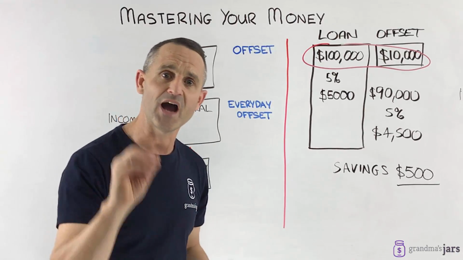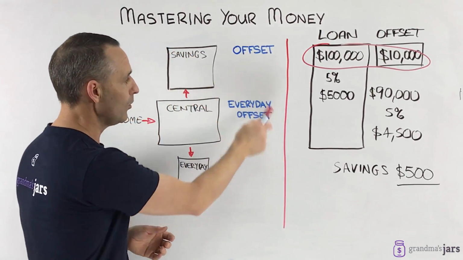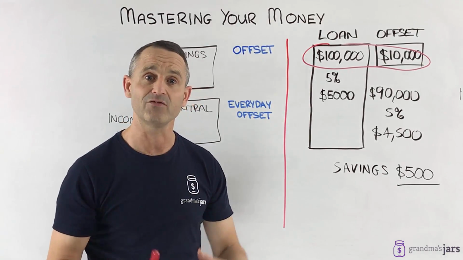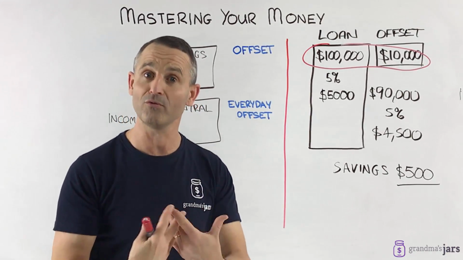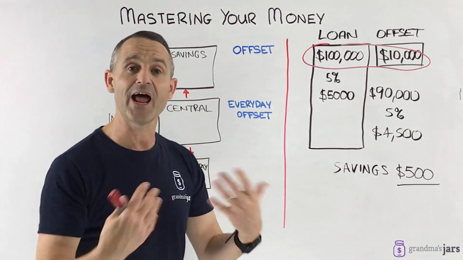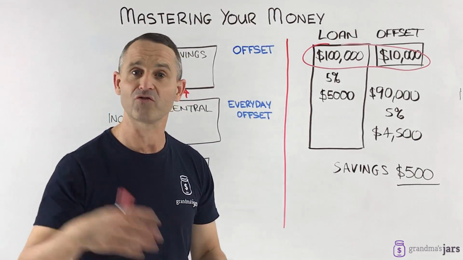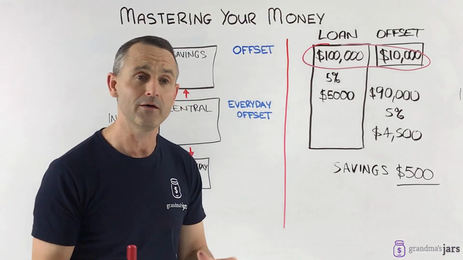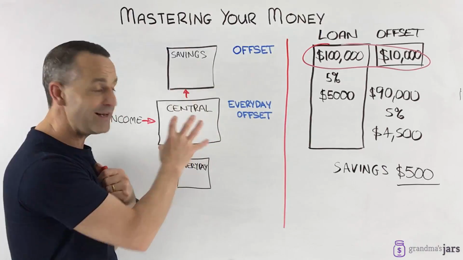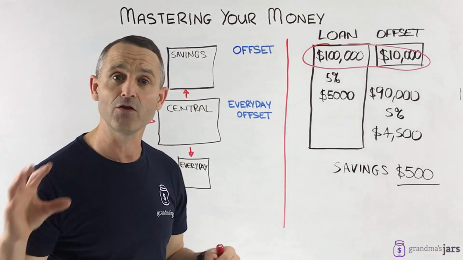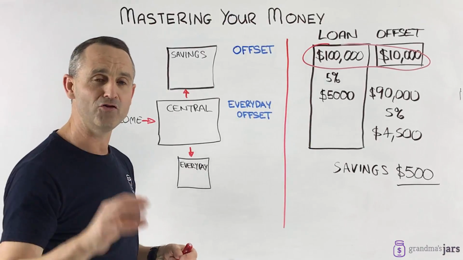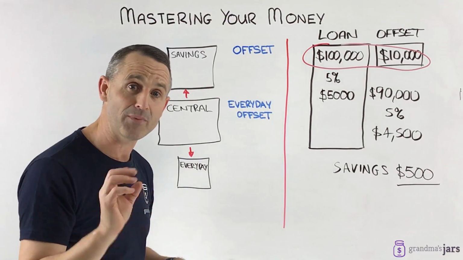The other type of offset account is what's called an everyday offset account. An everyday offset account typically has all the bells and whistles that you need for a central account. In other words, it allows you to do periodical payments, transfers, B-pays, and so on from this everyday offset account. So while you've got all the money sitting in there ready to pay your future expenses, you're actually saving money on your mortgage, and that's really powerful.